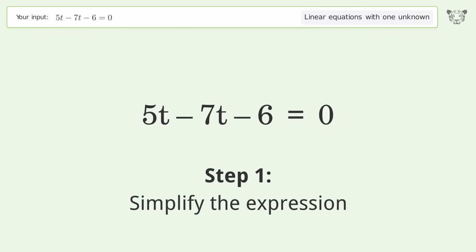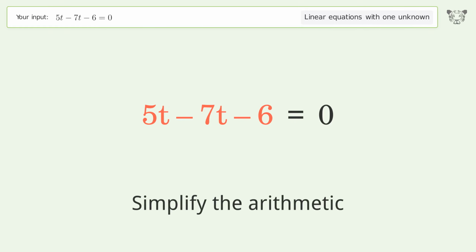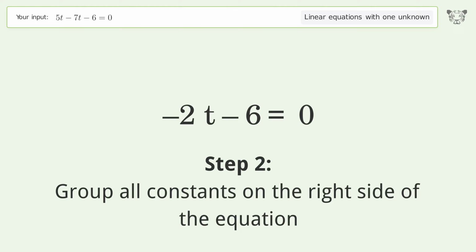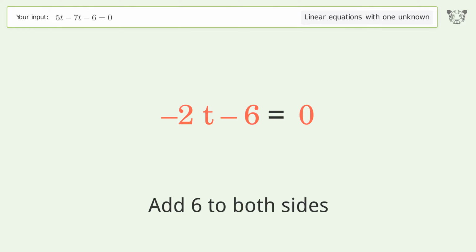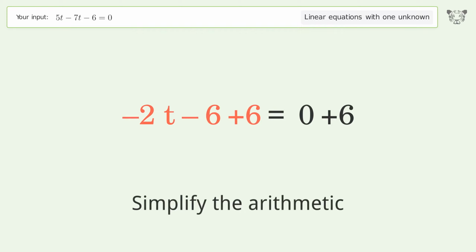Simplify the expression. Simplify the arithmetic. Group all constants on the right side of the equation. Add 6 to both sides. Simplify the arithmetic.